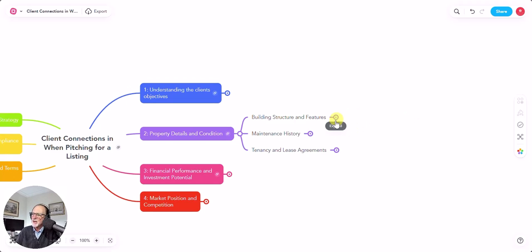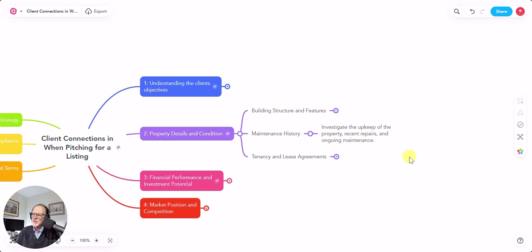So the question after that will be this: the maintenance history. Investigate the upkeep of the property, recent repairs, and ongoing maintenance. So is the property well cared for? Does it present well? Because the buyers of that property are going to see it when they walk through it. They'll form an opinion pretty quickly.